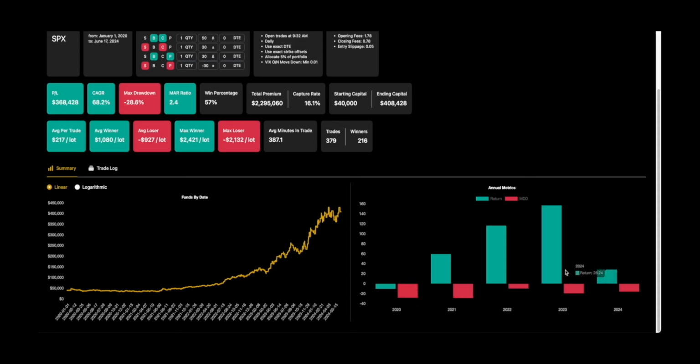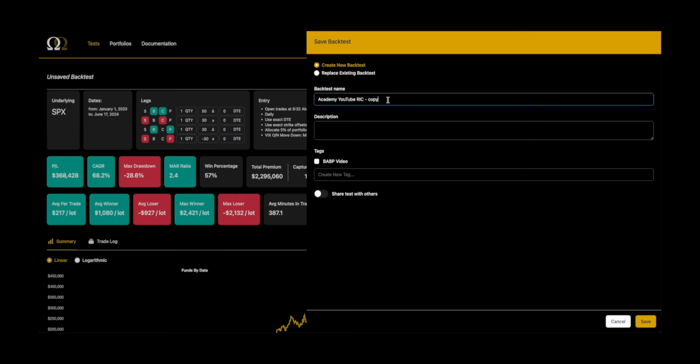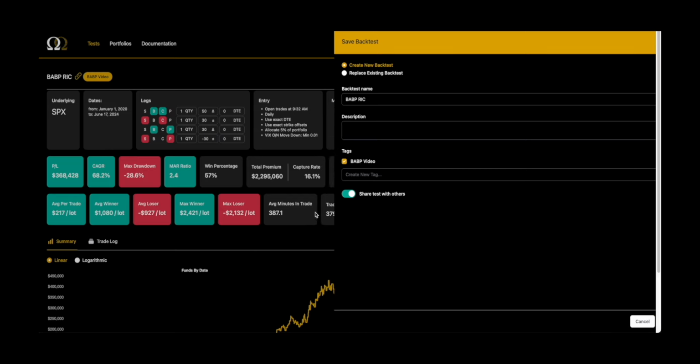And then the drawdowns have been a little more moderate. You're having an okay 2024, not as good as you did the past two years. We're going to save this one. We're going to call this the BABP Rick, and we'll tag it and save that. So now we've got two back tests.